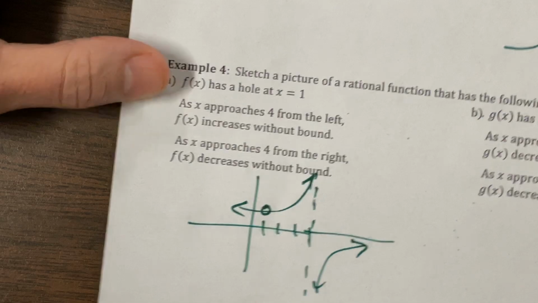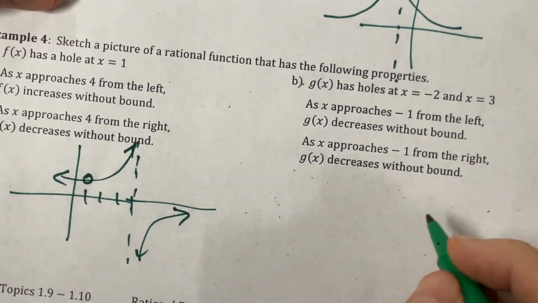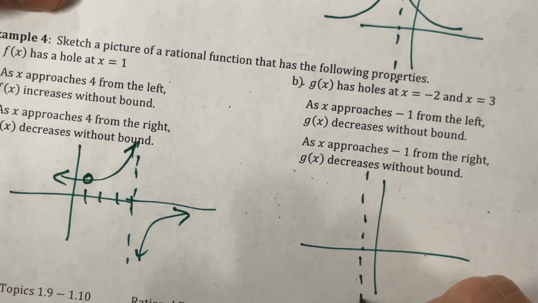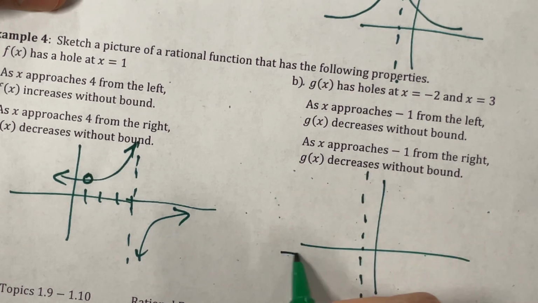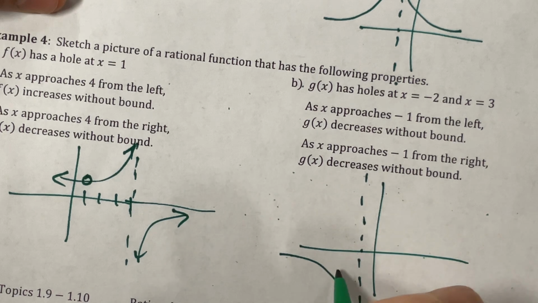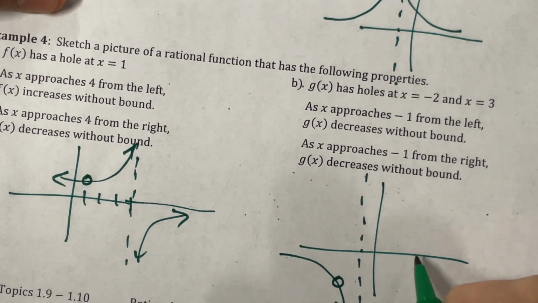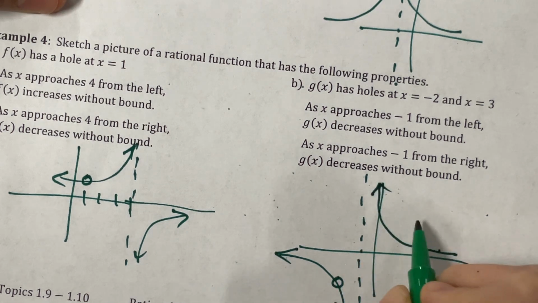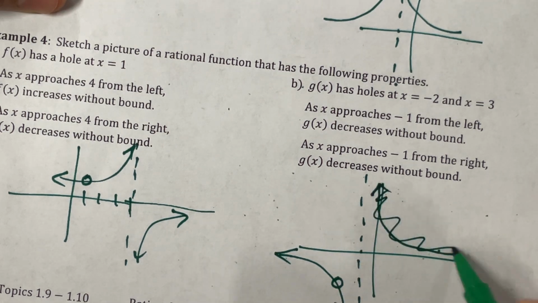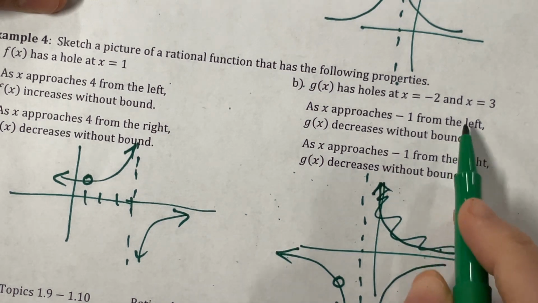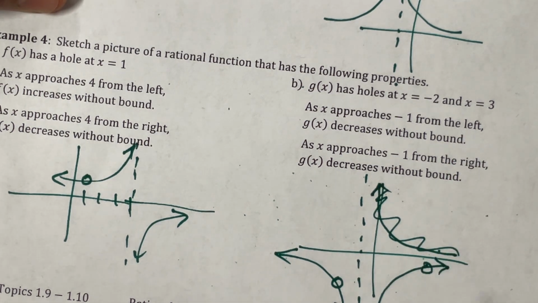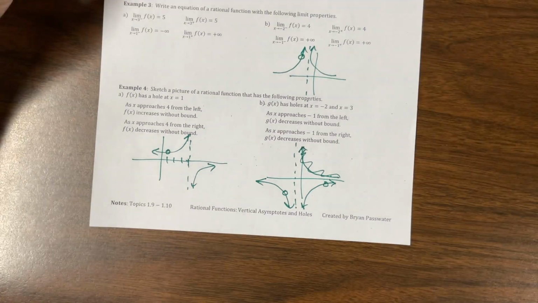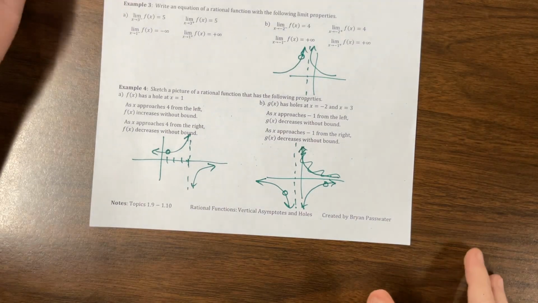Okay, g of x has holes at negative 2 and negative 3. As it approaches negative 1 from the left, it decreases, so it's going down. But it had a hole at negative 2, so that's over here somewhere. From the right, oh, nope, it decreases. I'm sorry, that's wrong, I lied. So it decreases here, but we have a hole at 3. Maybe that's here. Something like that. All right, well, that was enjoyable, if you're into that sort of thing.